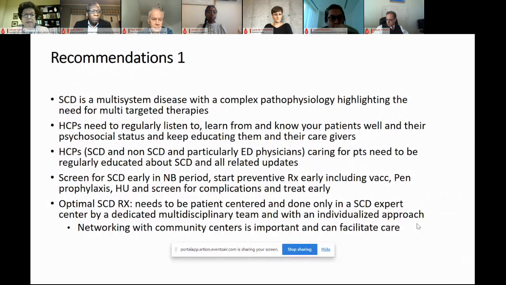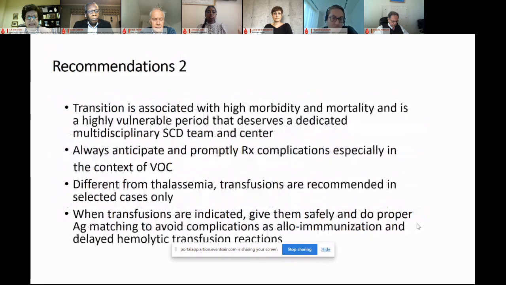Very important to screen for sickle cell disease early in the newborn period and follow that immediately with preventive therapy, including vaccination, penicillin prophylaxis, hydroxyurea, parental education, and screening for complications and early treatment. And if we want to do optimal sickle cell disease therapy, it has to be patient-centered, done only in sickle cell disease expert centers by a dedicated multidisciplinary team and with an individualized approach. It's very useful, so that we can accommodate the patient's comfort, to network with community centers. This will facilitate care, provided these community centers are regularly educated about sickle cell disease care.